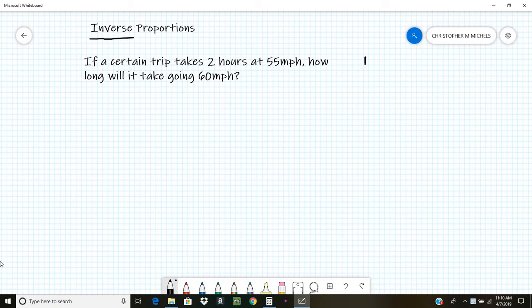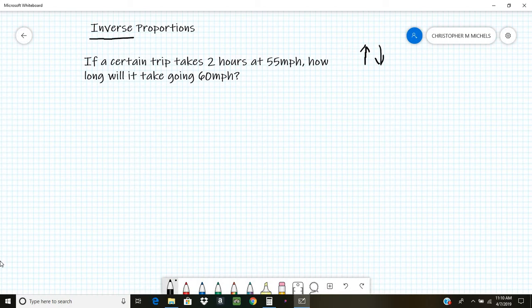So with an inverse proportion, as one amount increases, the other decreases. Okay, so some typical applications of this would be like the example I have right here, hours and speed. Naturally as speed increases, travel time should go down, right? It can't take you longer to get somewhere going faster, right?